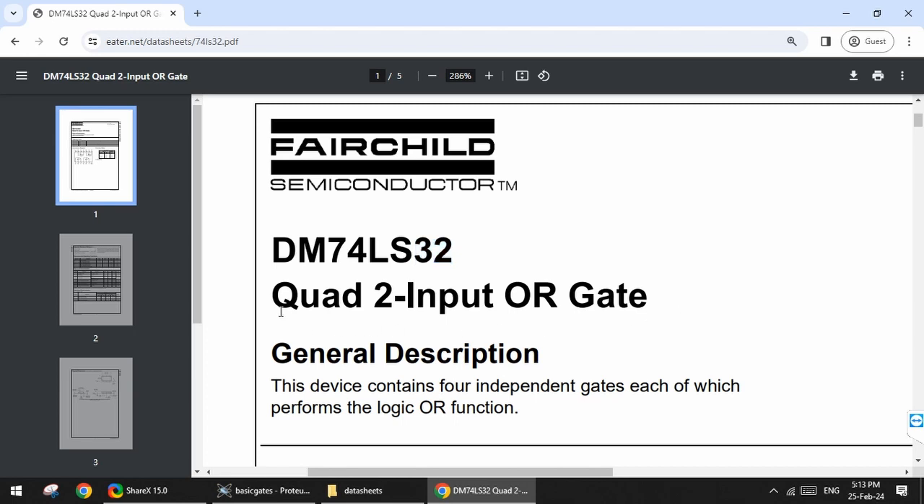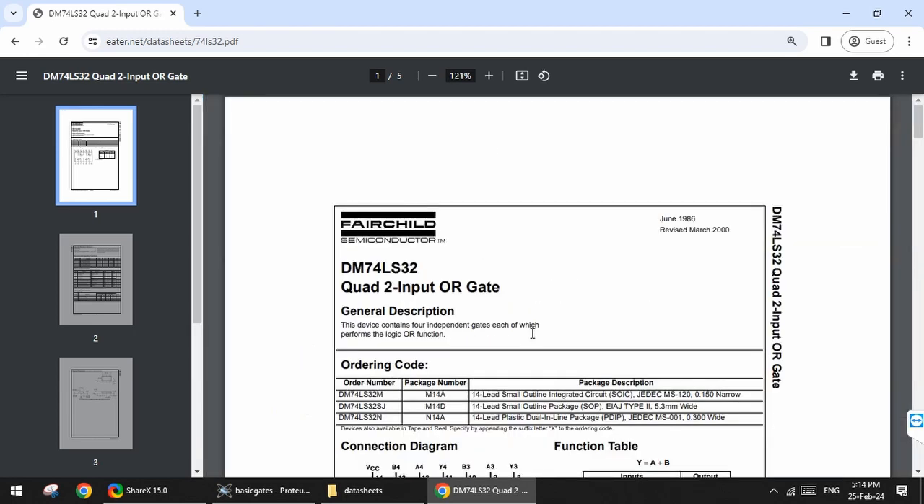And if we read this description, it says quad 2 input OR gate. Quad here means that this IC contains 4 2 input OR gates. And in the general description, you can also read that this device contains 4 independent gates, each of which performs a logic OR function. So how does the IC physically look?